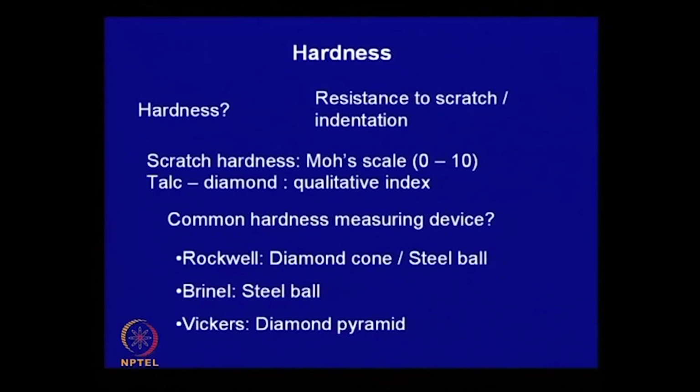These are 3 common hardness measuring devices which are listed here. So, Rockwell uses an indenter which is made of a diamond cone, or it can also have a steel ball indenter. You have a Brinell hardness tester where a steel ball indenter is used, and Vickers hardness testing machines where a diamond square base pyramid is used as an indenter.